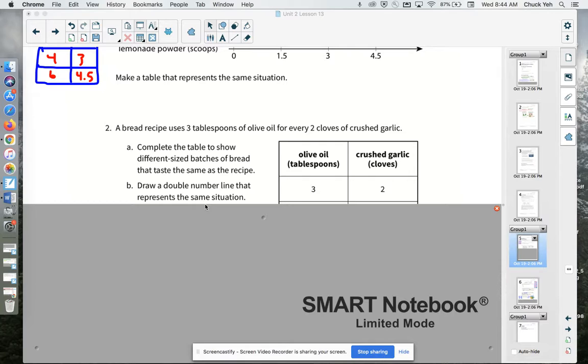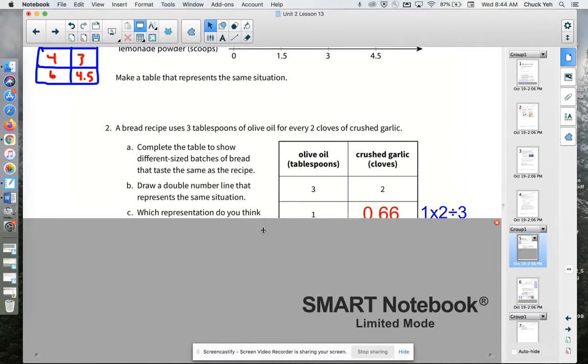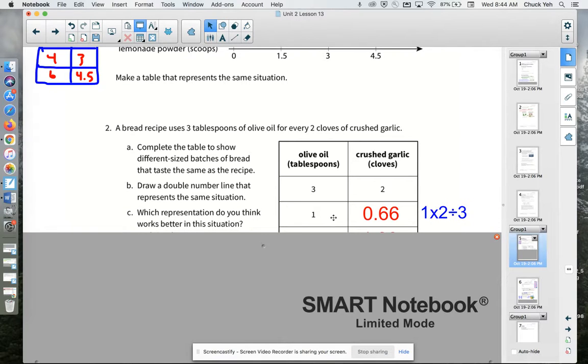You're supposed to complete the table and then draw a double number line and explain which one's better. Just remember, I said one of the ways to do it is to cross multiply and divide. All right? 1 times 2 divided by 3 is 0.66. I know some of you put 2/3, and that's great. If you put it as a fraction, that's awesome. Again, I even wrote in the comments, if maybe you did it incorrectly, I even said cross multiply these numbers. If the products aren't the same or really close, then they're not equivalent ratios.